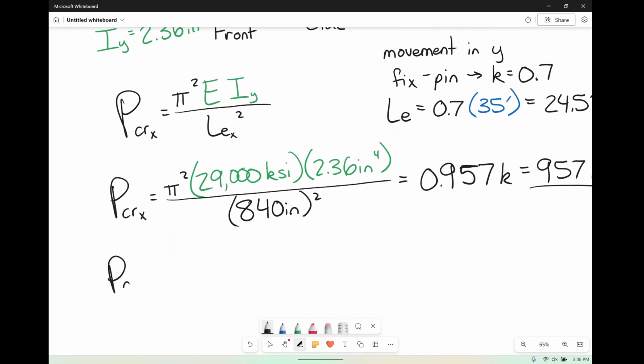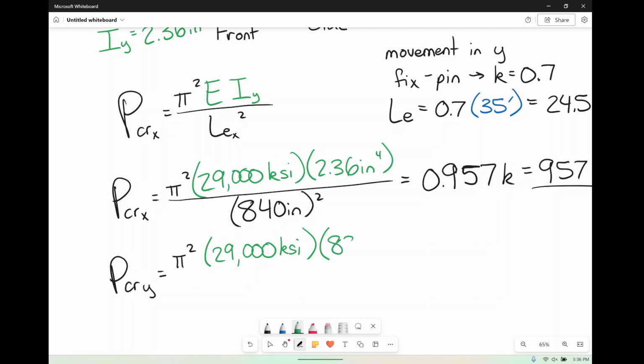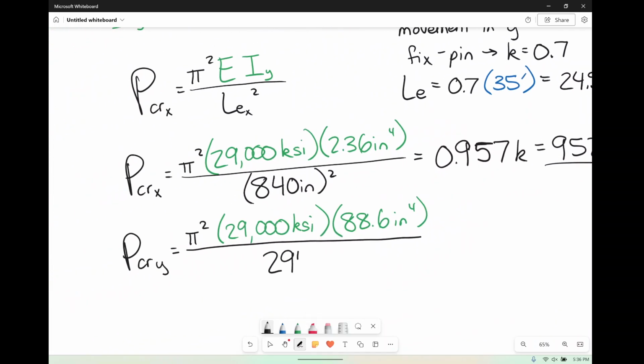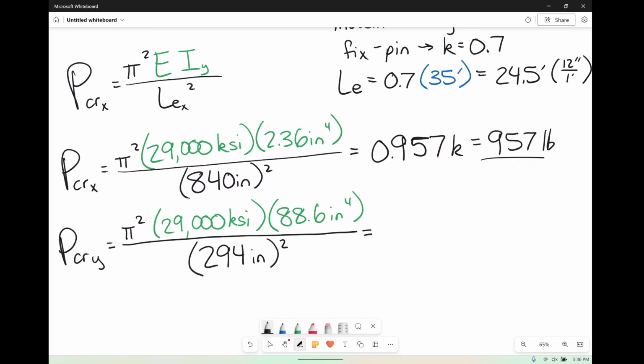And if we want to find P critical in the y direction, again, that's going to be pi squared times E, who again is 29,000 KSI. This time though, we're looking for bending in the y, so we're going to multiply by Ix, who is 88.6 inches to the fourth, and divided by our effective length in the y direction, which was 294 inches. And then don't forget, we're going to square that number. So what we're going to get for this dude is 293 kips.